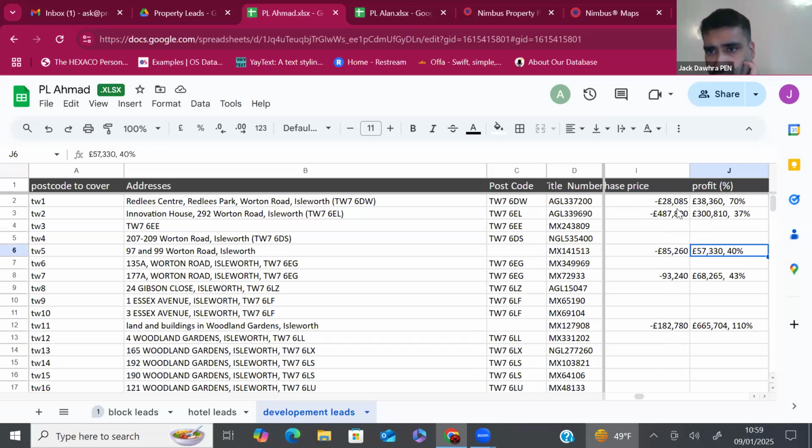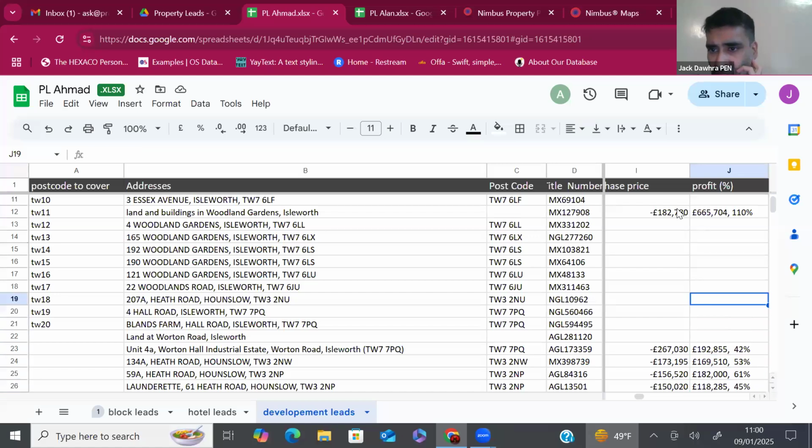I'm looking at this minus. Why is it minus? I just need to double check this. It says profits 37%. Most likely it's on cost, which is 300 grand. This one is 57,000. This one is 68,000. This one is 665,000.